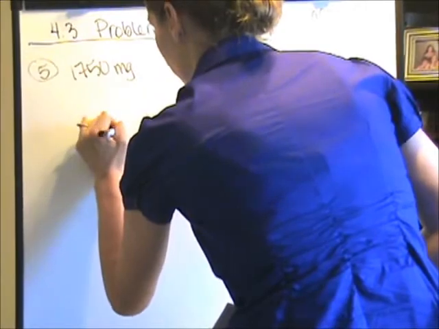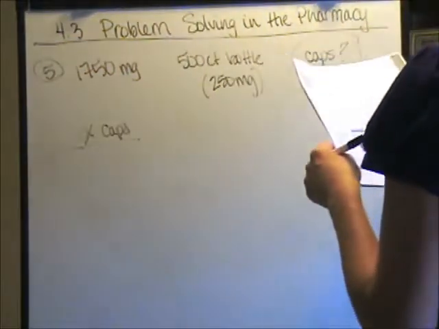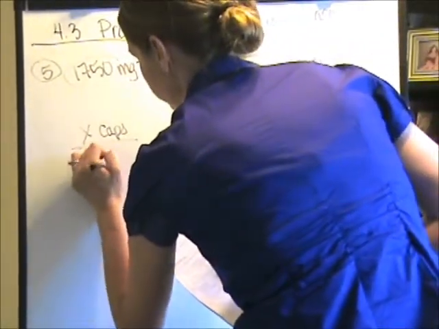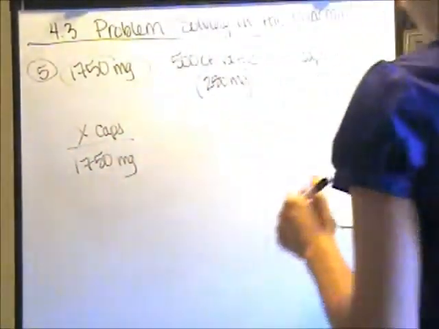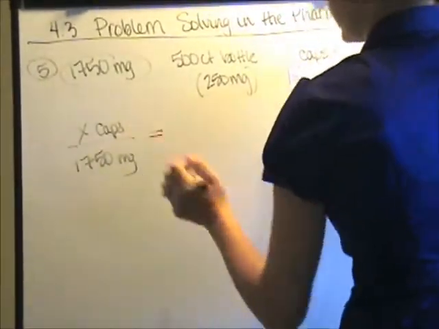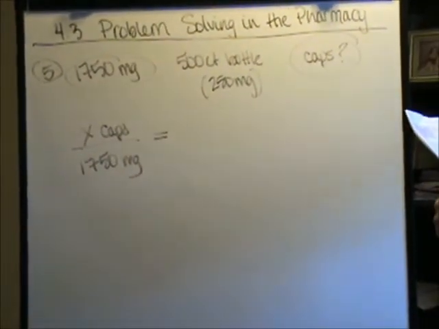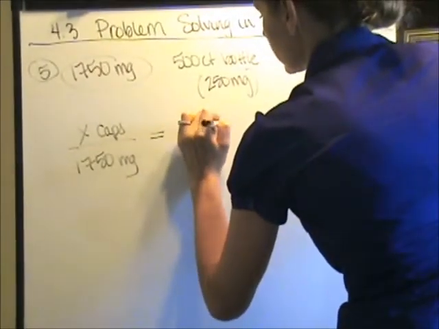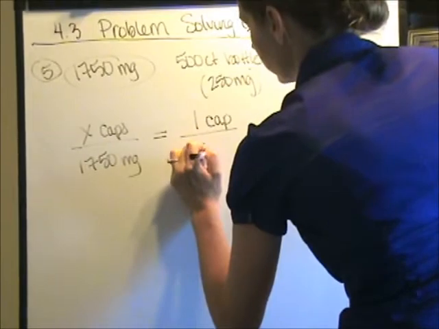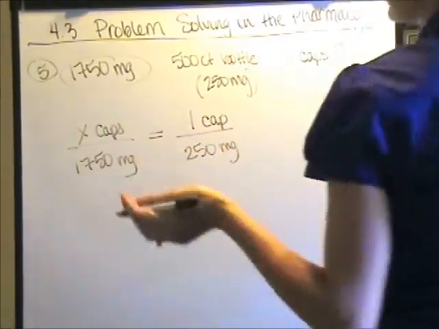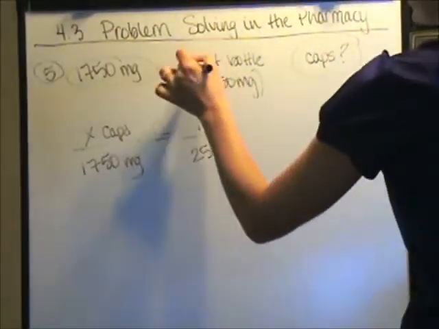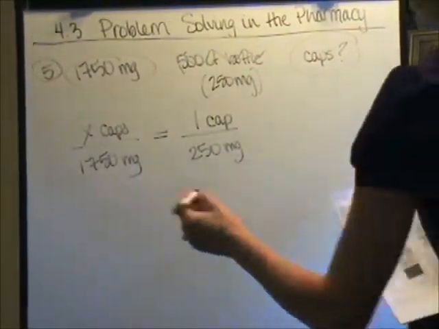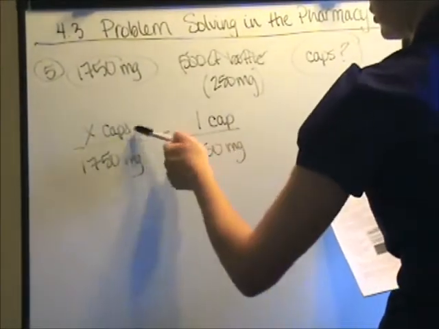X is going to be number of caps over our dose, which is 750 milligrams. The available strength that the pharmacy has is 250 milligram caps. So one cap is going to equal 250 milligrams. And in this case, we do have some extraneous information. We're not concerned with how many are in the bottle. We just want to know what the strength is. So we're going to make sure our units of measure line up. They do.